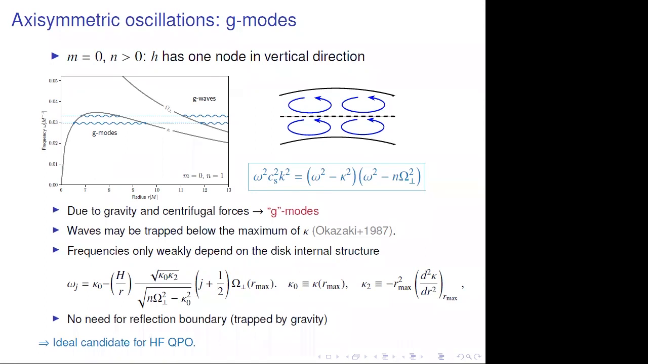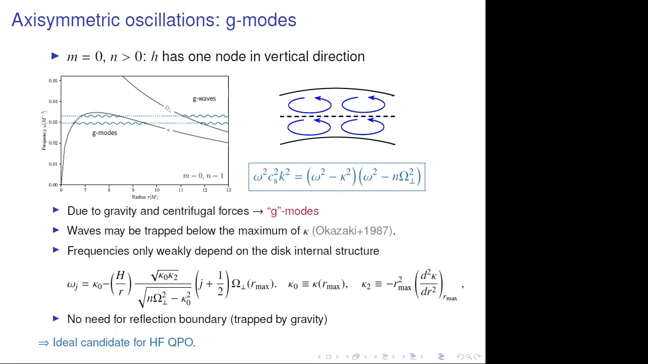These modes can propagate here and here. The vertical structure is more complicated. There is already some vertical displacement. So basically with these modes, all the fluid elements are following some kind of ellipse, right? So it's kind of a deep water oscillation, something like this. And so it looks like this.